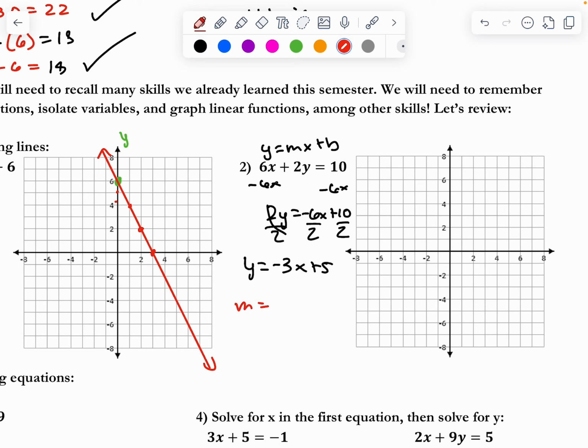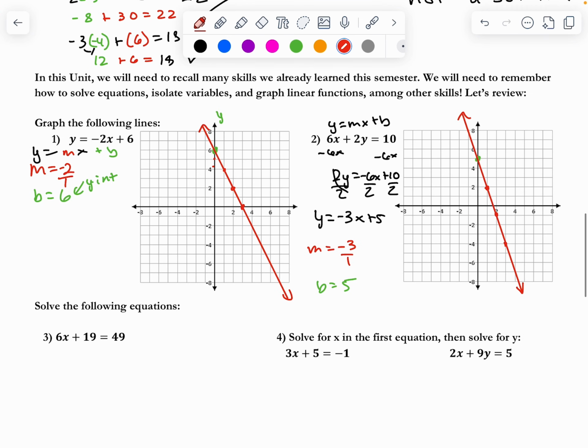And remember, my slope is negative 3 over 1. My b is 5. So we're going to go to 5. And then we're going to go down 3 over 1, down 3 over 1, down 3 over 1. This is enough. And that's our line here. And we are done. All right.